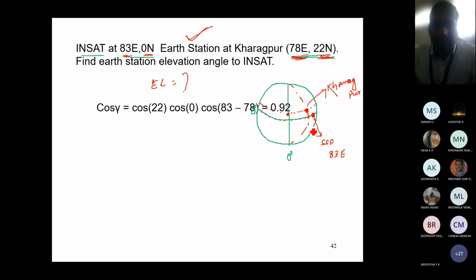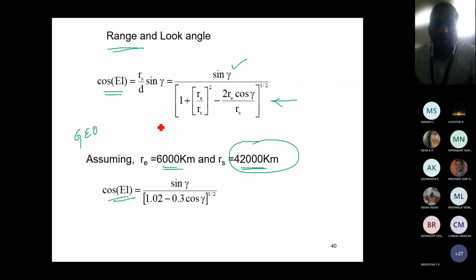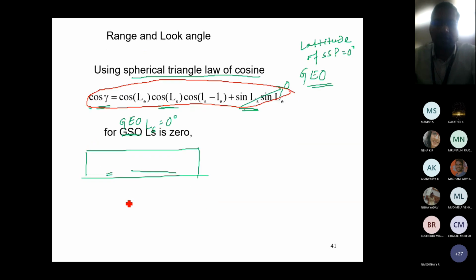Now by using the given equation, this equation, because all latitudes and longitudes are given, from this you can find the value of cos gamma, and from cos gamma you can find gamma. Then put the value of gamma here, and you can find the elevation angle. So that is what we are doing here.